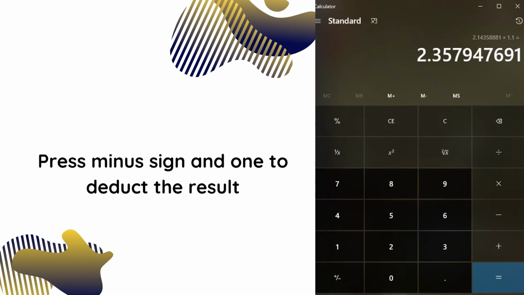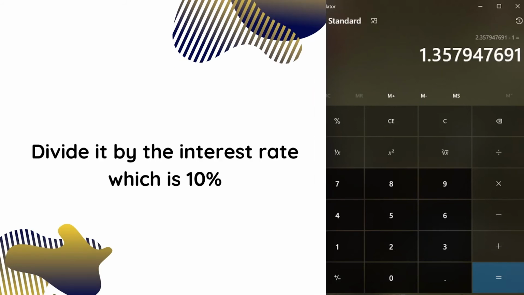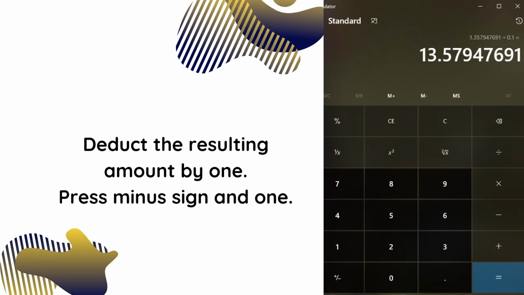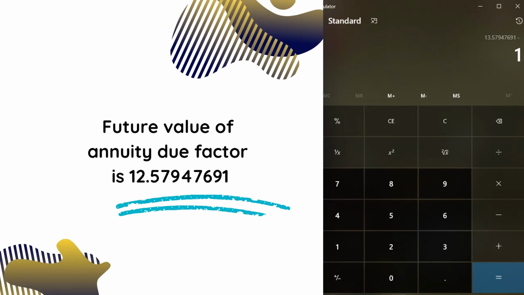Now, we will press the minus sign and 1 to deduct it from the result. After that, we will divide it by the interest rate, which is in this case 10%. Lastly, we will deduct 1 from the resulting amount again. So press the minus sign and then 1, and now we will be able to get the future value of annuity due factor, which is equal to 12.57947691.